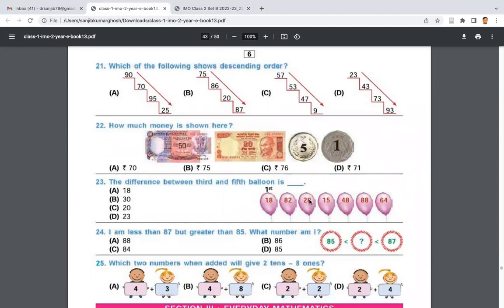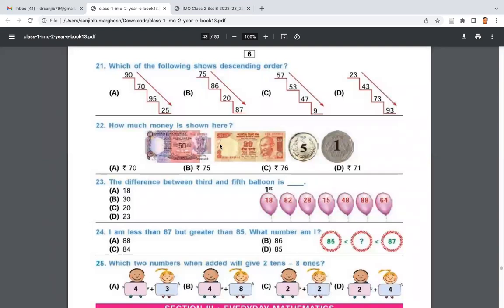And B, 70 has 86. How is it possible 70 comes before 86? This is also not correct. Then 92, 73, 43, 23 is the correct order, and C is the correct answer. It will follow descending order.